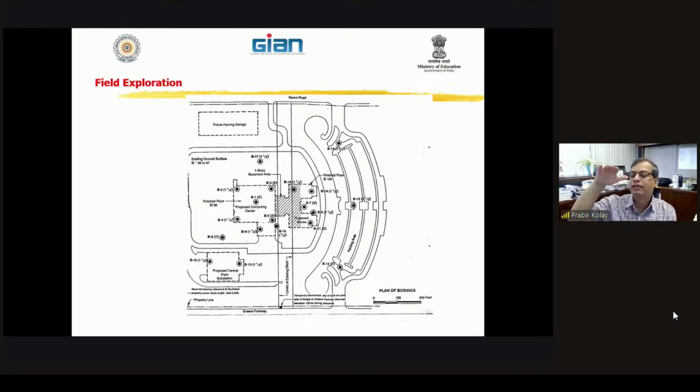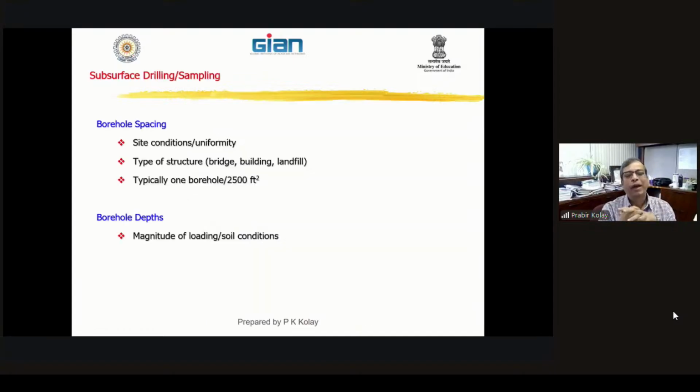Because if there is a thick layer of clay, we need to know the length, the depth of the clay, at what depth. So then you can calculate how much the building is going to settle. So all this information you need to know. So boring spacing, again, depends on the site conditions and uniformity.